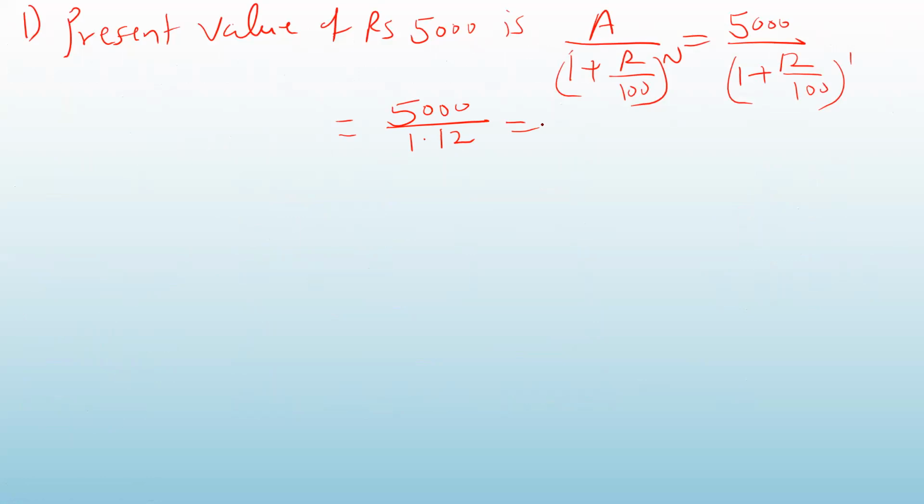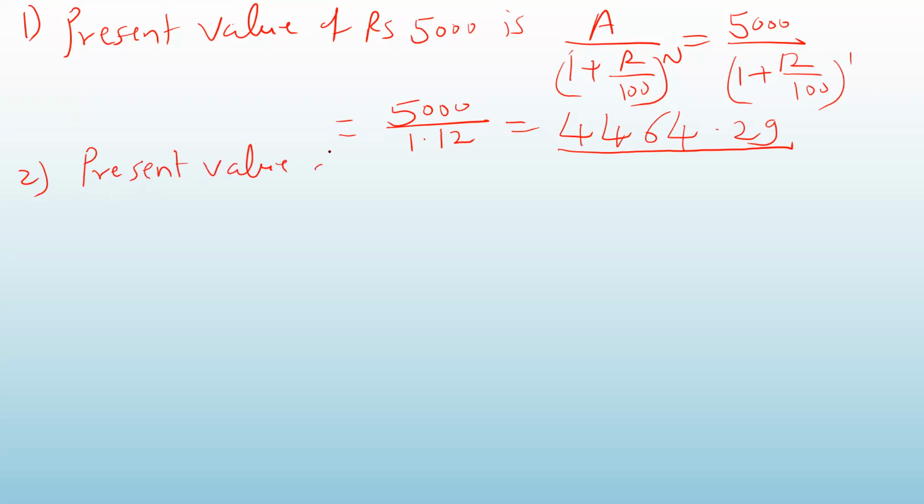So 5,000 divided by 1.12 is equal to 4,464.29. This is the present value of rupees 5,000. Now let us find out what is the present value of rupees 6,000.